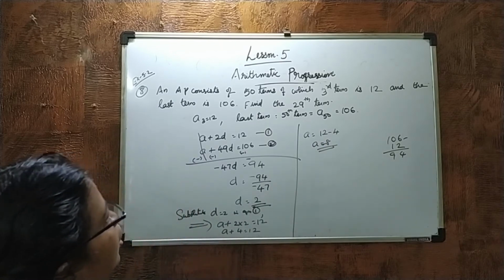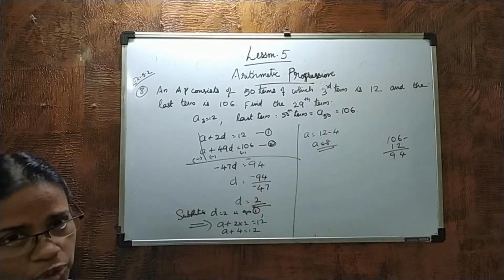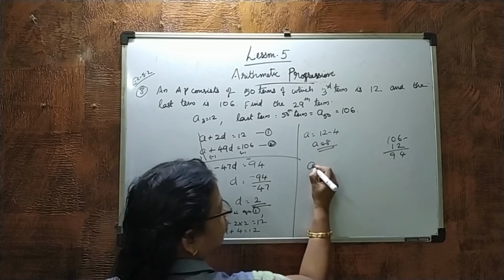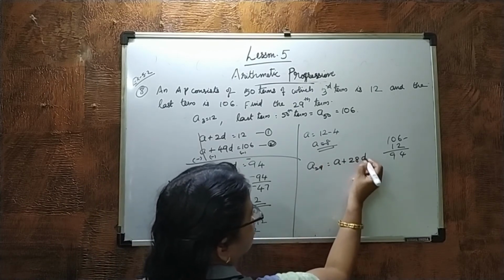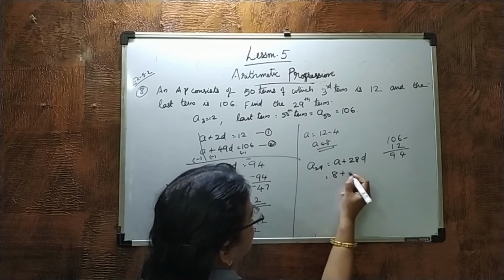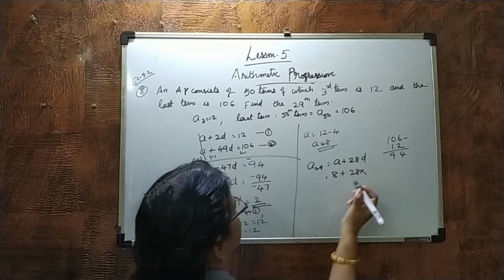What is the next step then? Find the 29th term. How will you find the 29th term? A29 equals A plus 28D. A is 8, plus 28 into D, which is 2.